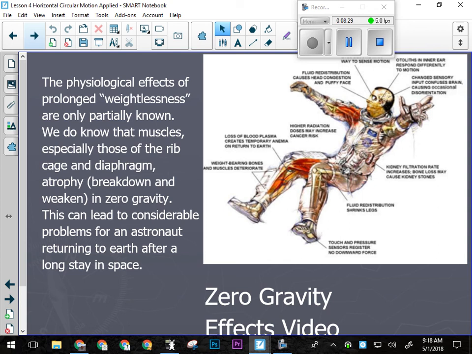Infection on Earth, not a big deal. You go to the hospital, you get some antibiotics, and you get better, and you're fine. On the International Space Station or on a spaceship traveling to Mars, kind of a big deal.